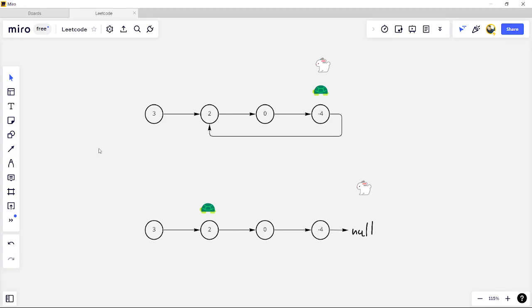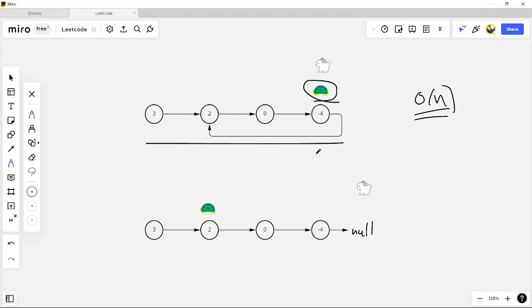So the overall time complexity in this case will be O of n, because at max our slow pointer will cover n number of nodes, where n is the number of elements in our linked list.